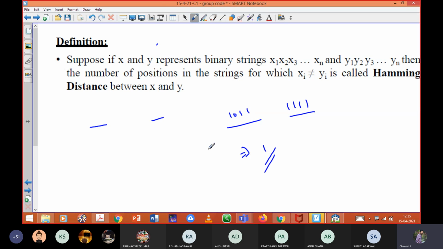That is the answer. For example, 1 and 1 are the same. I can put 0 next; 0 and 1 is varied, 1. Next 1 and 1, same, no change. Last one is 0 and 0. So the answer for this is 1. Likewise I can extend the number of digits.